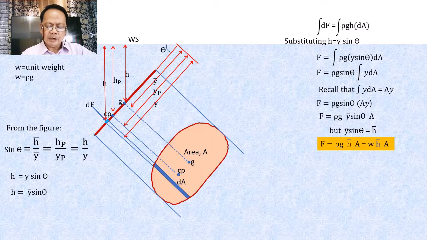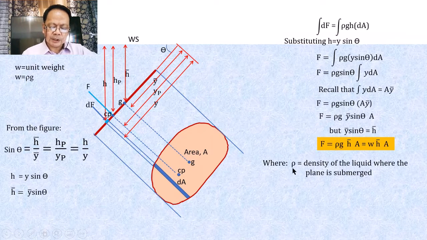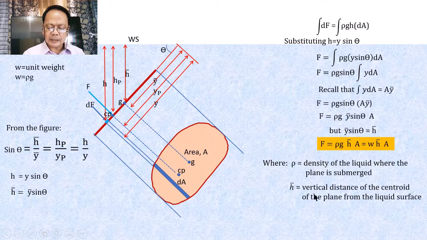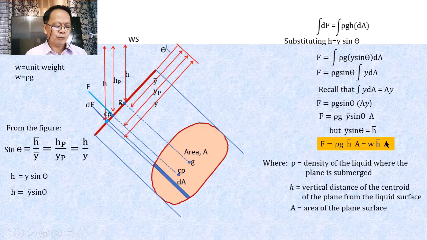Now, in this formula, how do we define the following? So, what is our rho? Our rho is the density of the liquid kung saan yung plane is submerged. While bar h actually refers to the vertical distance of the centroid of that plane from the liquid surface. At ito namang ating A is the area of the plane surface. Kaya kung meron ka ngayong object or plane surface na sinubmerge mo in the liquid, then that would be subjected to a hydrostatic force equal to the product of the unit weight of that liquid multiplied by the vertical height of the centroid of that area and the area itself.